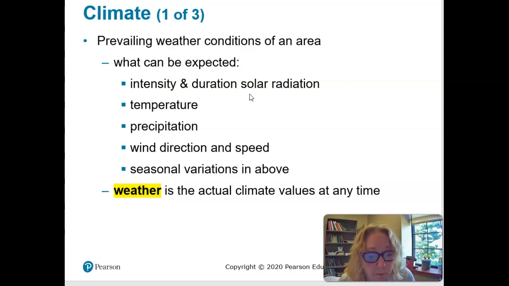Weather conditions are the weather for today, the actual climate at any given time. Today's weather includes being nice and cool in the morning and then 85 in the afternoon. That is the weather: intensity of solar radiation, the temperature, the precipitation, the wind direction, things of that nature. That is the weather, brought to you by the weather guy on your news.